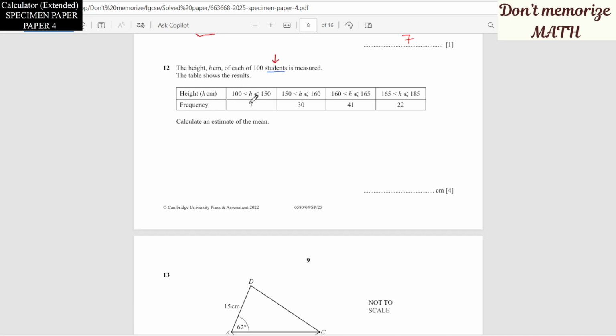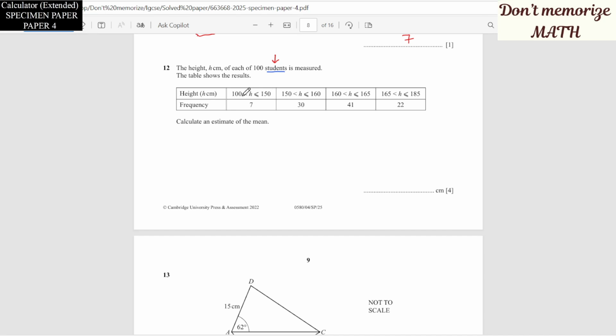So we have 7 students whose height is greater than 100 and less than or equal to 150. We have 30 students whose height is greater than 150 and less than or equal to 160. The question is: calculate an estimate of the mean. If it is given as a range, we have to find the midpoint.